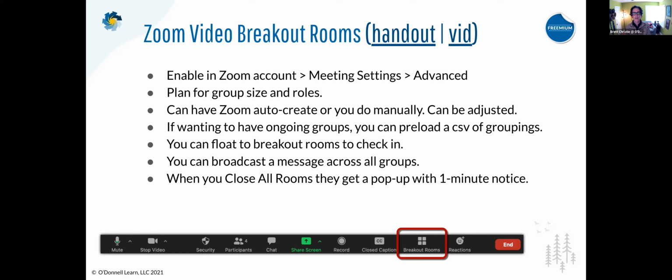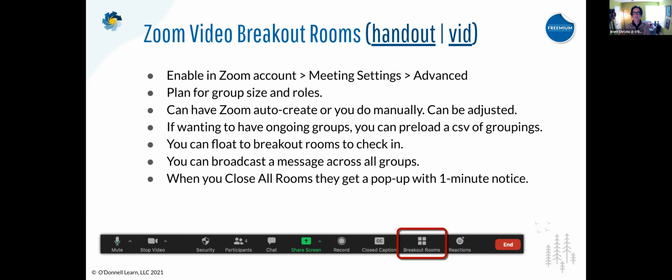You can have Zoom auto create the rooms for you. So if you have 36 students, you want groups of four, you're going to tell Zoom to create 9 rooms. It'll confirm the math for you. So if doing math on the fly isn't your strength, or you're dealing with a large number of students and a prime number for some reason, then it'll do the math for you. You just have to think of how many students you want per group.